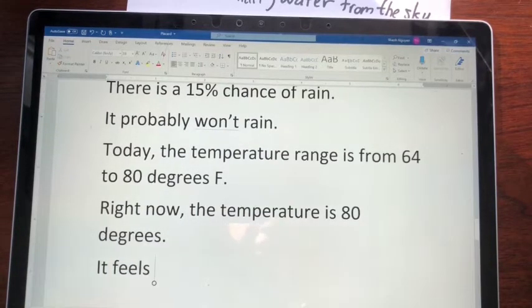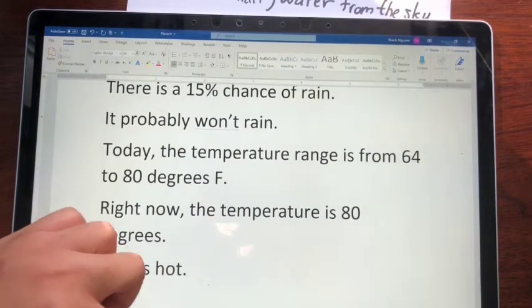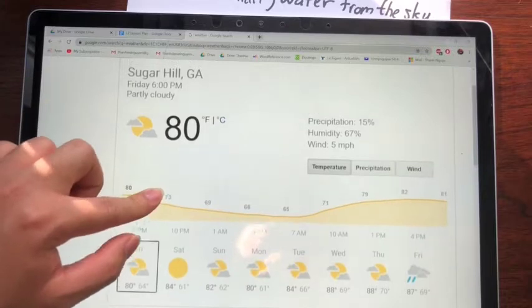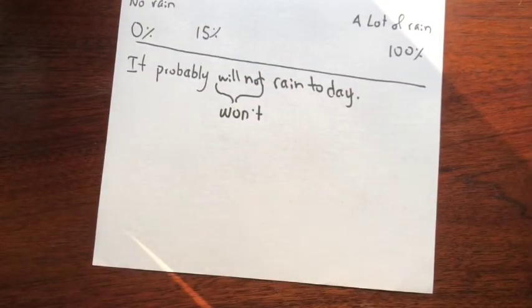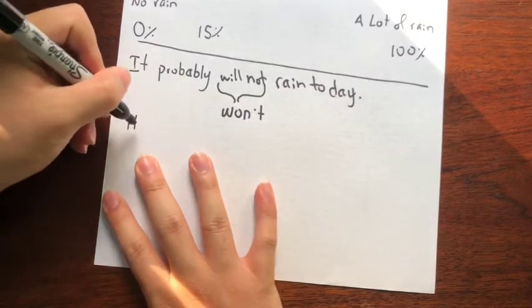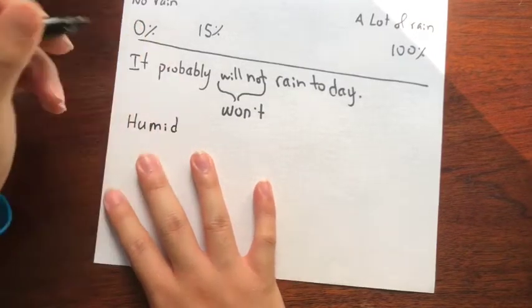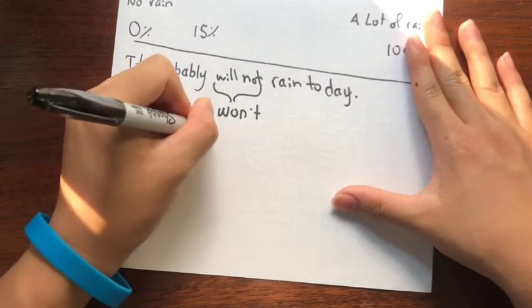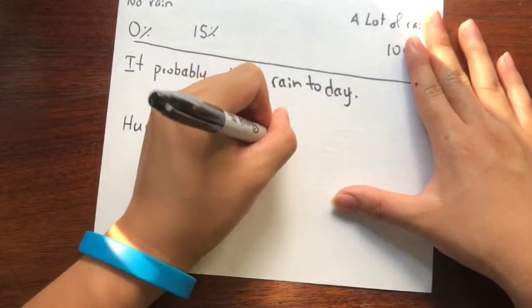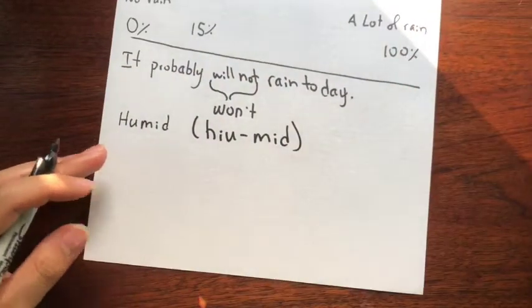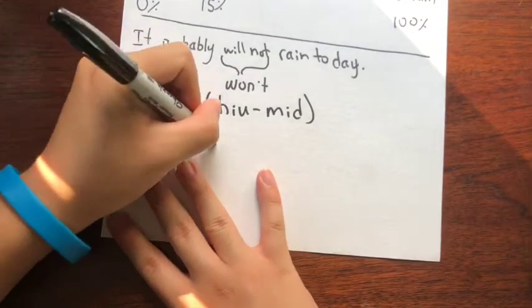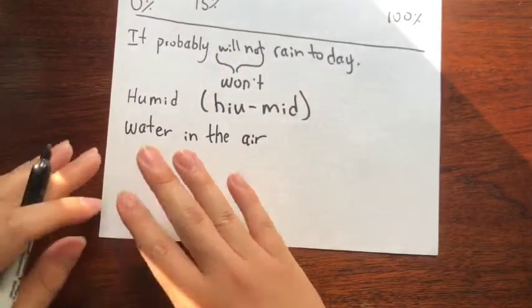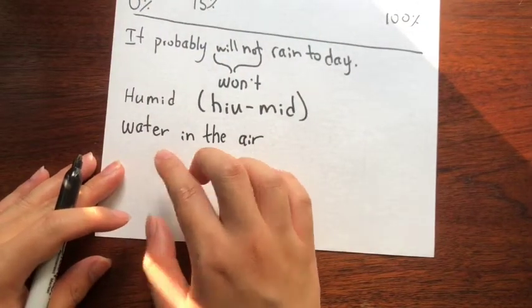I'm going to say it feels hot. But also, I want to say it feels humid. Now, what does humidity mean? Let me write the word for you. Humid. Humid means water in the air. So there's a lot of water in the air. It's humid.